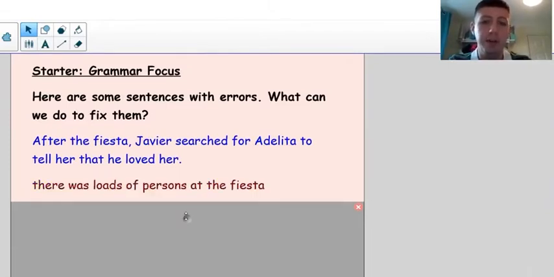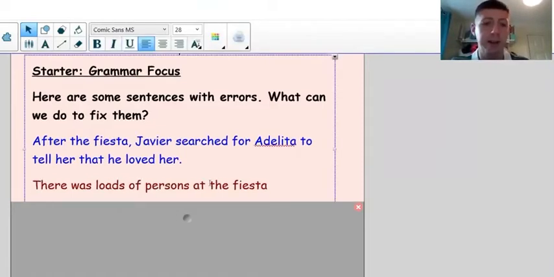There was loads of persons at the fiesta. Hopefully you can see a few mistakes here. There's definitely punctuation mistakes. Of course, every sentence has to start with a capital letter, so we need to have a capital T there. And it's just a normal sentence. There was loads of persons at the fiesta, so it needs a full stop at the end. There was loads of persons at the fiesta.